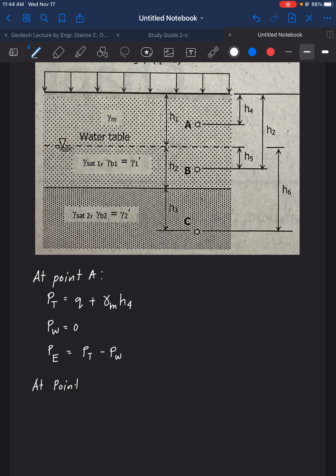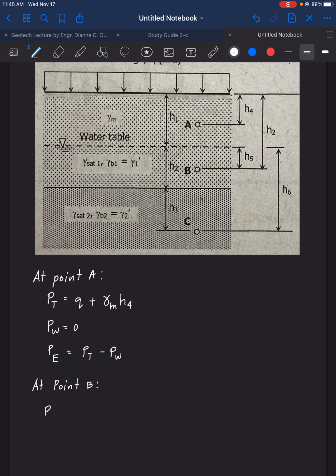At point B. So, here is point B. The location of point B is H2 from the ground surface. And take note that point B is submerged in water, because the water table here is located H5 from point B. Okay? And the gamma here, since it is submerged, we have gamma sat 1 here. Okay?